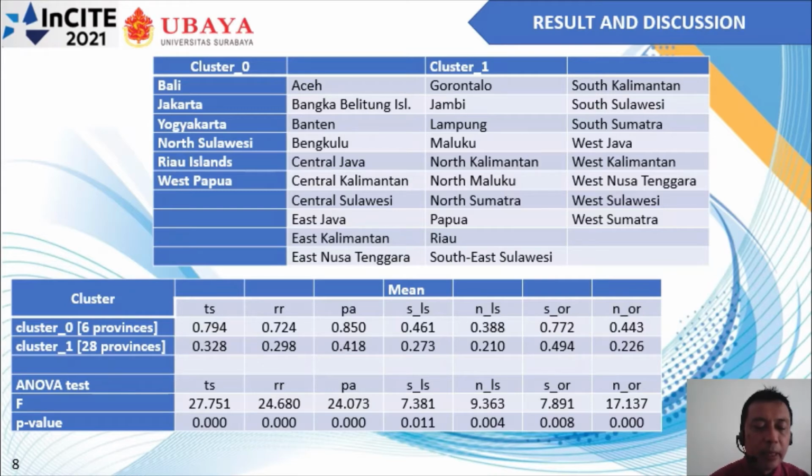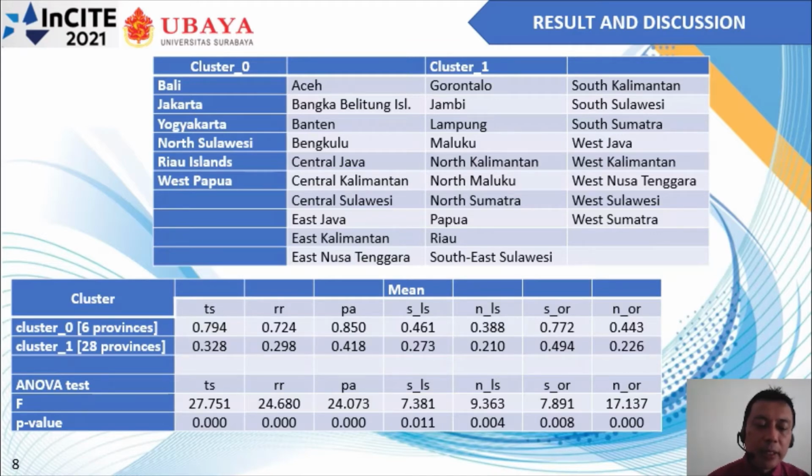a highly significant result, with a p-value less than 0.001 for 4 variables, less than 0.01 for 2 variables, and less than 0.05 for 1 variable. Cluster 0 has a higher mean value for all variables. So overall, this result proves the difference between both clusters.